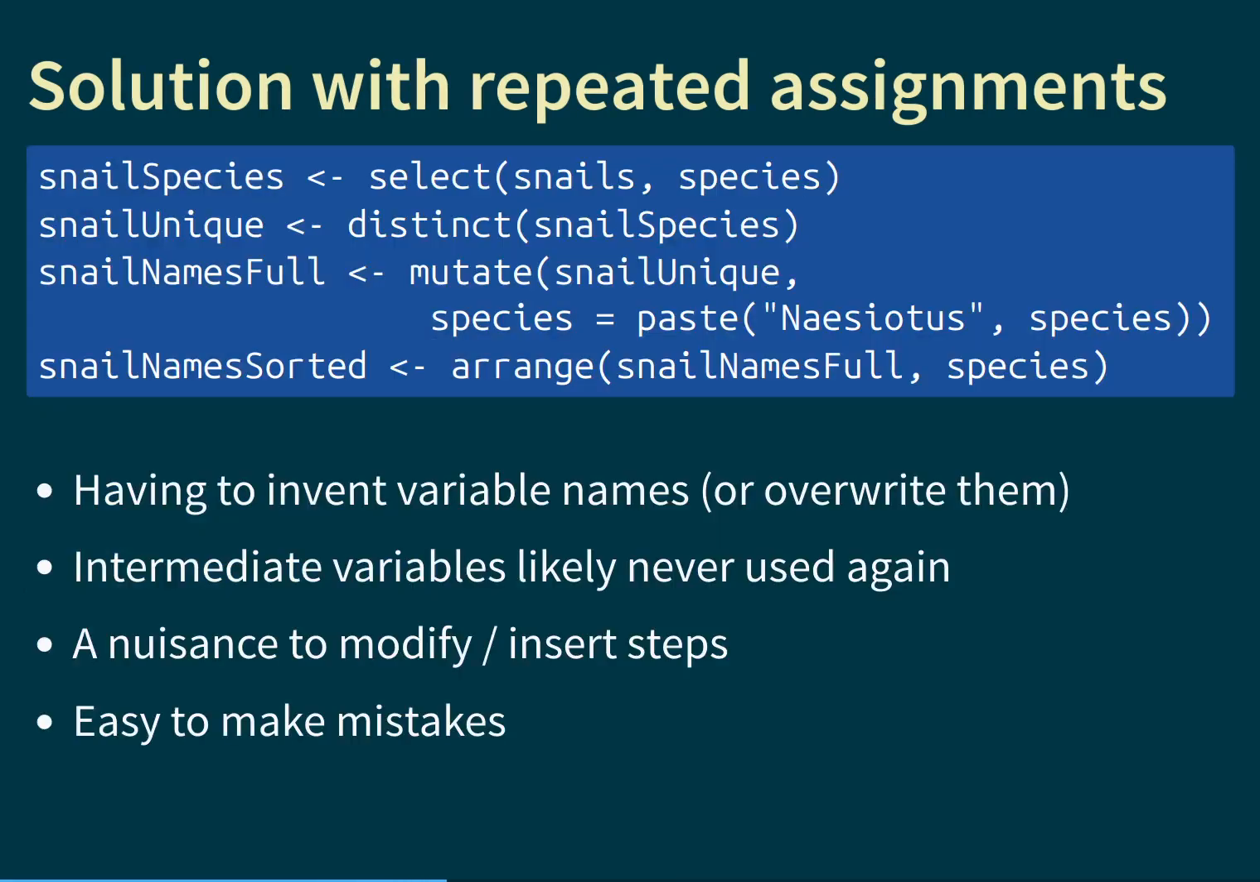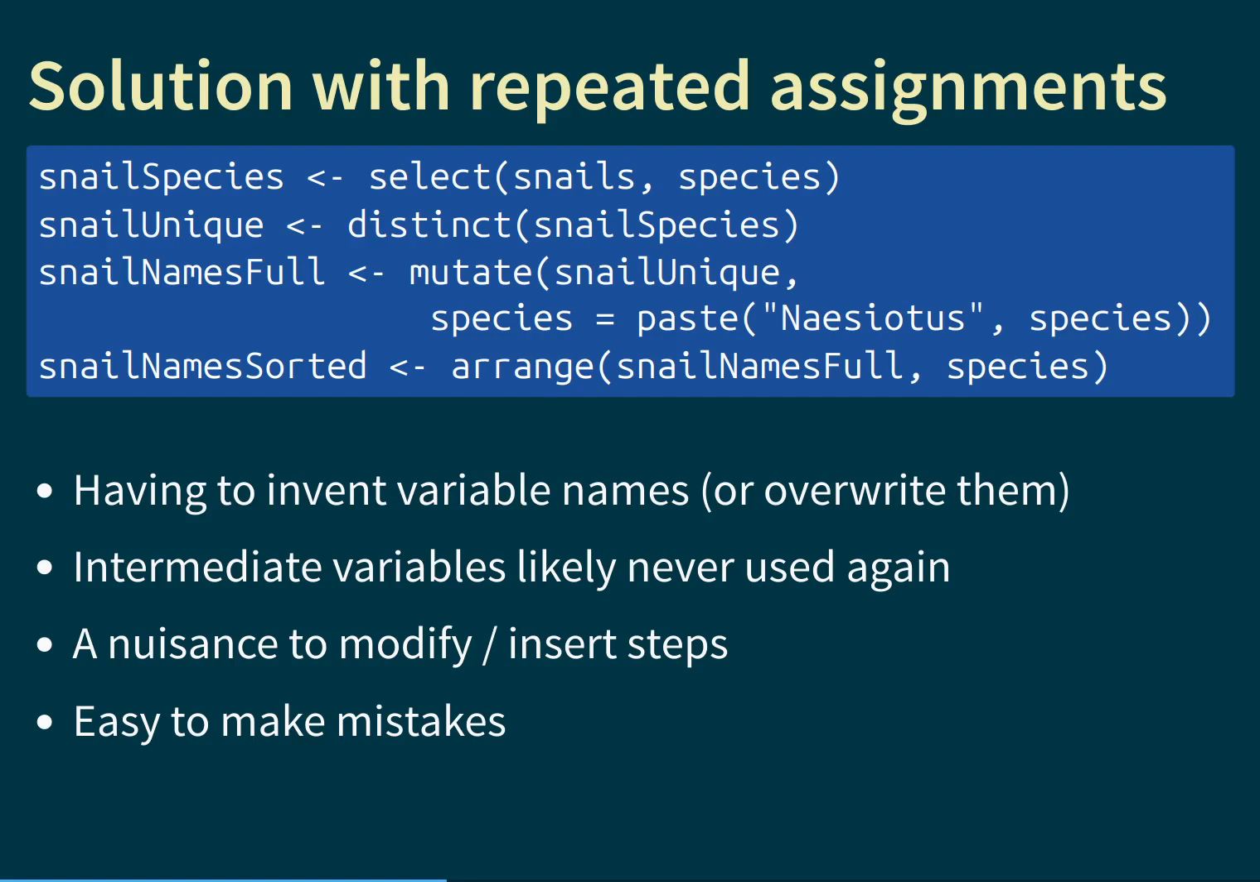Alright, so while this solution definitely works, there are several reasons to think that maybe it is not the best that one can do. So why is that? Let's see. First of all, as you can see, we have to invent a new variable name at every step along the analysis process. And that gets a bit unpleasant, especially because we're unlikely to use these intermediate variables again. So for example, snail unique, which we defined just to be able to compute the next step, is unlikely to be used anywhere else except in that next step where we compute snail names full, which incidentally is also not going to be used ever again except in the next step. So it's a bit wasteful, and it forces us to invent these names.